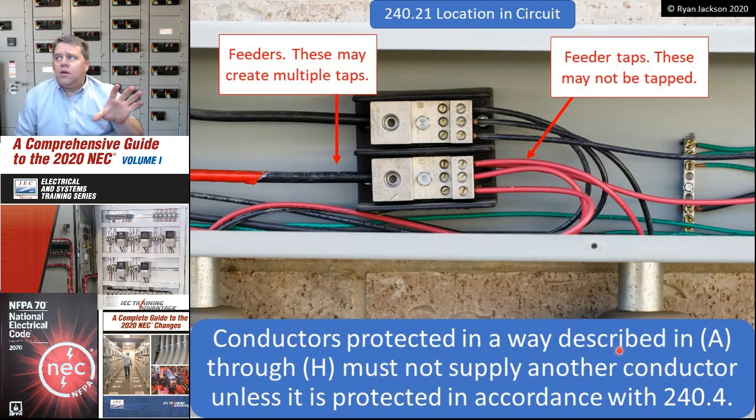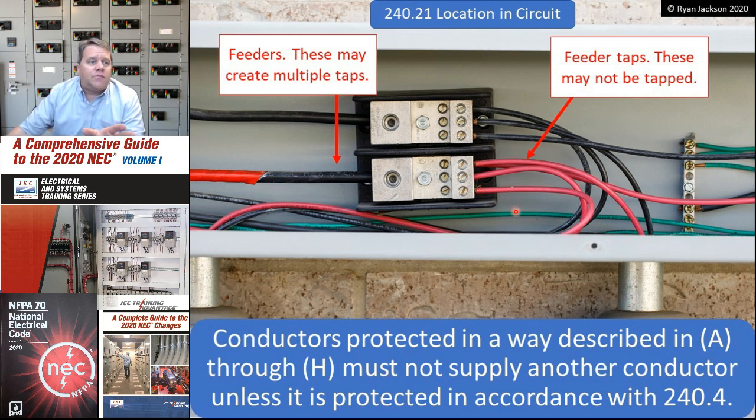Now, before we get into the rules, the first thing here, 240.21 says conductors that are protected in a way described in A through H must not supply another conductor unless it's protected in accordance with 240.4. Now, that's a mouthful, and the first time you read it, you really have to push pause and figure out what you just read. All this is saying is, look, these feeders on the left are not protected in a way described in A through H. So you can tap the feeder conductors.